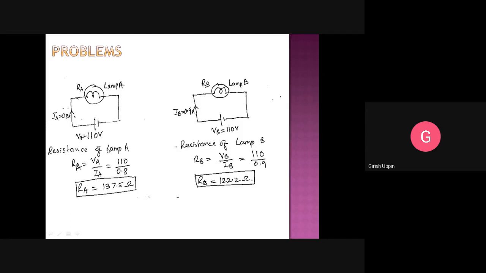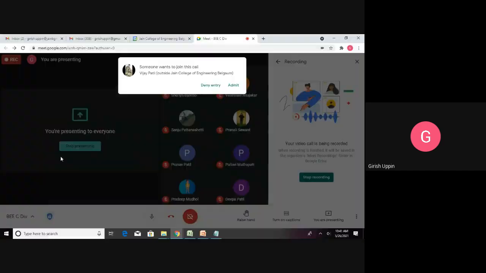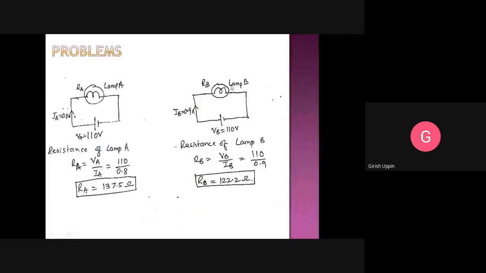And what is the unknown here? Resistance. Every load in a DC circuit, I told you, you can replace with the equivalent resistor. So what we are going to find is the resistance of lamp A. From Ohm's law, we know that V is equal to IR. Therefore, R is equal to V divided by I. In this particular case, RA is equal to VA divided by IA. VA is 110 and current drawn is 0.8. So the resistance of the first lamp is 137.5 ohms.